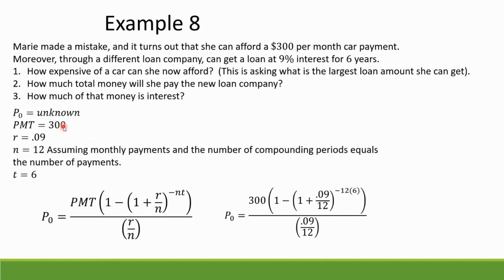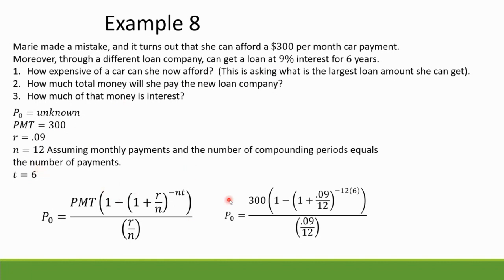Okay, so let's use the formula. P0 again, it's really just like before. P0 is our unknown. PMT is 300, that's what we're assuming. R is 0.09. If you're using the formula, your R is your interest rate, but you convert it to a decimal. N is 12. T is 6. So that's what we get here.